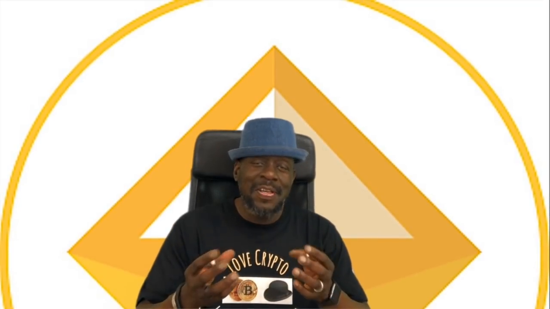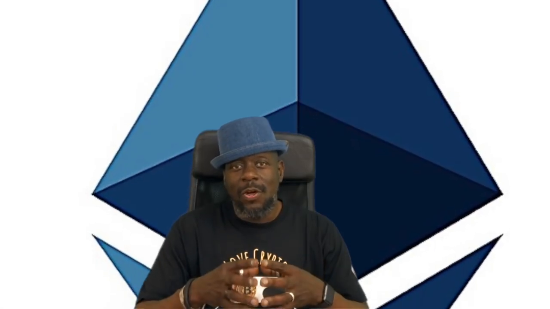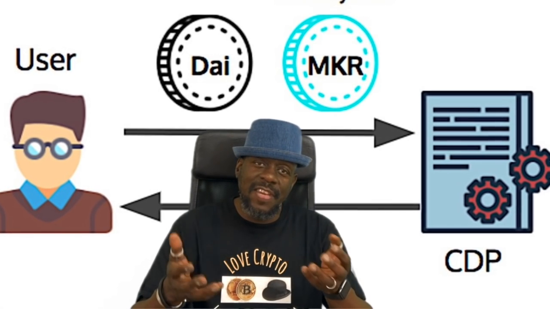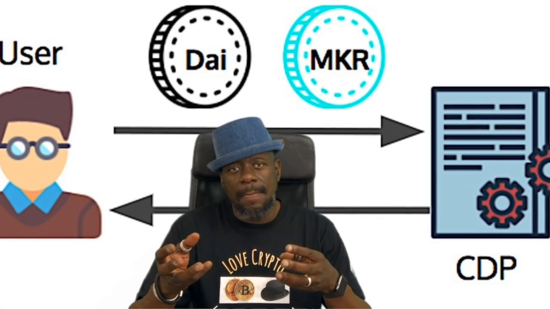To break it down, if you hold Ethereum, you can go onto Maker and generate DAI to the value of the Ethereum that you have leveraged. This Ethereum is then held in a collateralized debt position, which is a smart contract. To get your Ether back, you pay back the DAI that you generated and a stability fee that accrues over time. DAI has a target price of $1 US, a one-to-one peg.